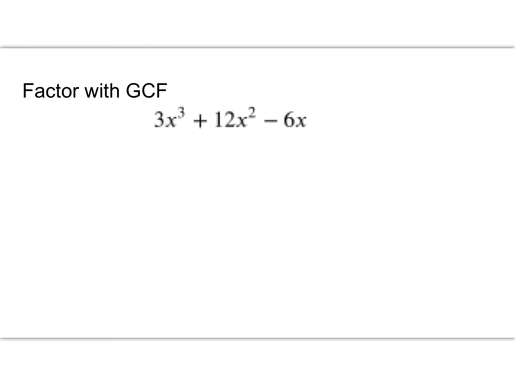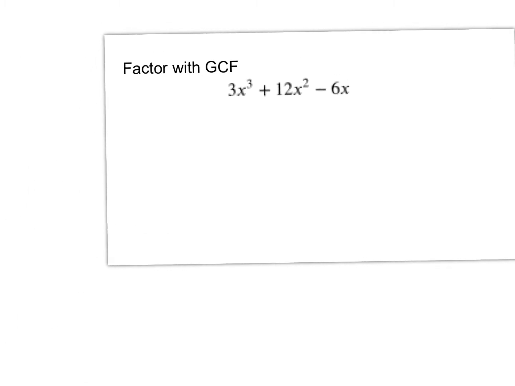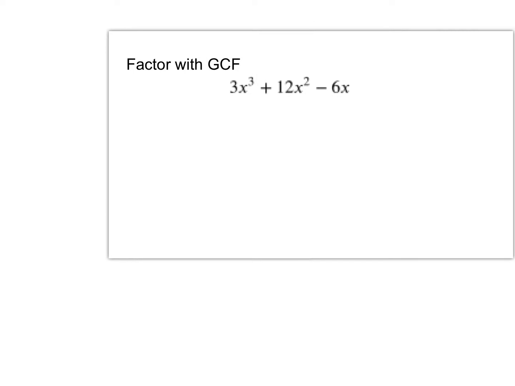We're starting with greatest common factor, GCF. We have 3x cubed plus 12x squared minus 6x. So I ask you to take out the greatest common factor, or in English, basically what do all these pieces share that I can divide out of all the pieces.